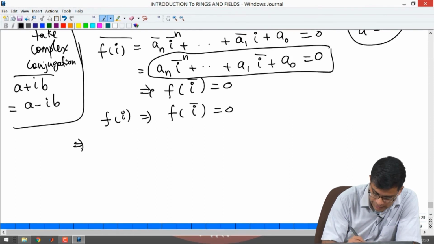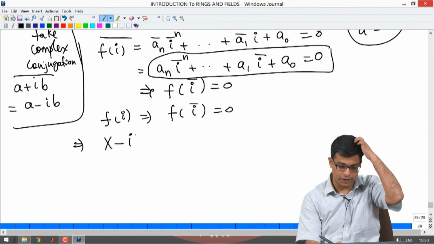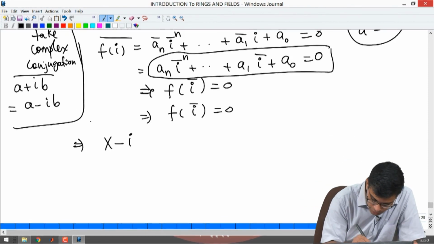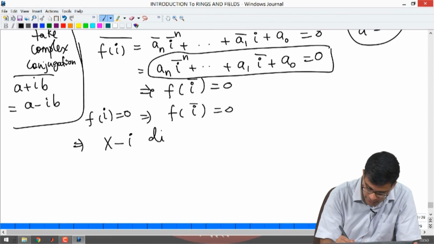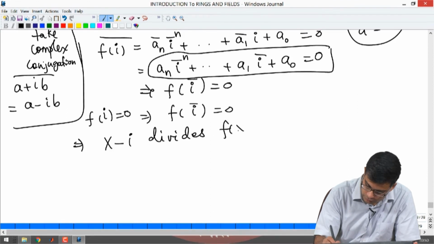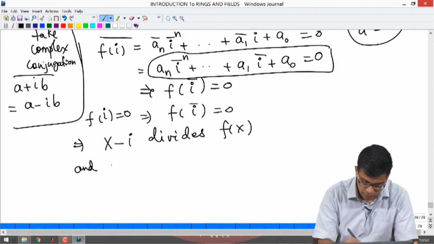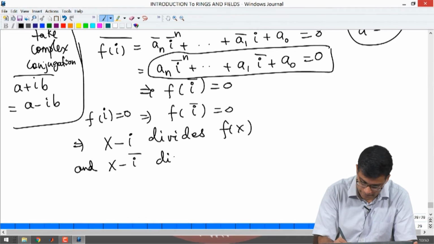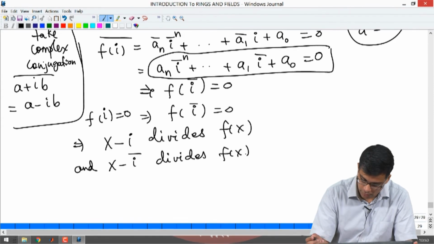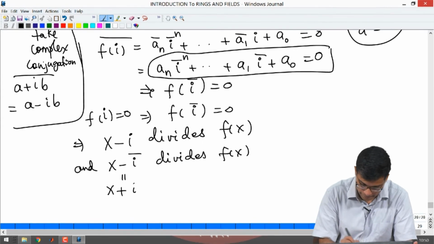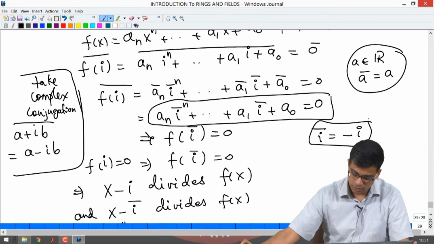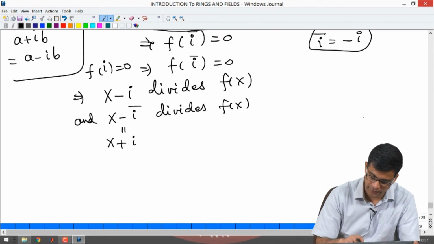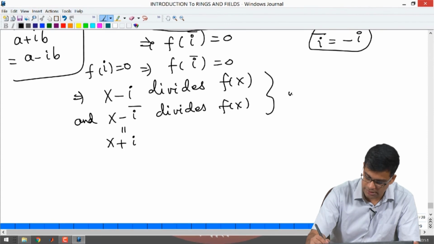But that means, as we showed in an earlier video, if f of I is 0, then x minus I divides f, and if f of I bar is 0, then x minus I bar also divides f x. But x minus I bar is x plus I, because I bar is minus I. So, finally, what we have is that x minus I divides f x, and x plus I divides f x. This is in C x.